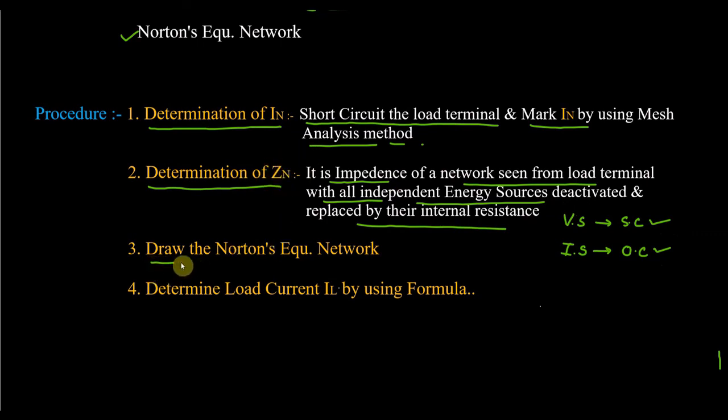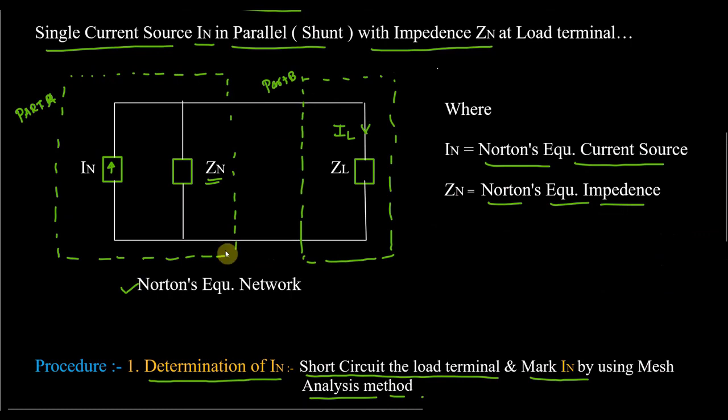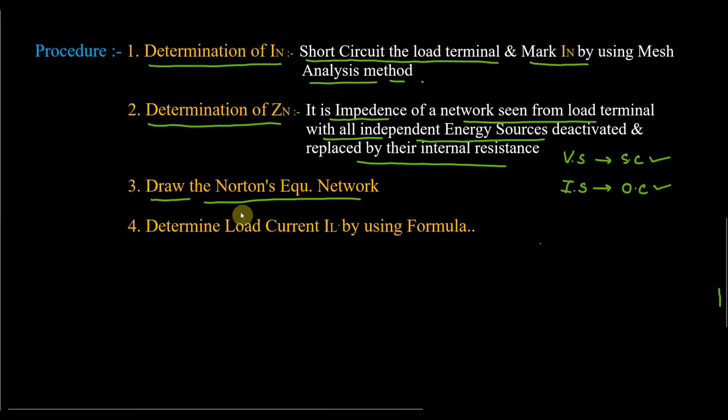Now what is the third step? The third step is that you have to draw the Norton's equivalent network. I have drawn the Norton's equivalent network here. What is the Norton's equivalent network? A current source in parallel with the impedance Zn, and the load connected across it, that is called Norton's equivalent circuit. So Norton's equivalent circuit consists of IN and Zn, and both are connected in parallel.